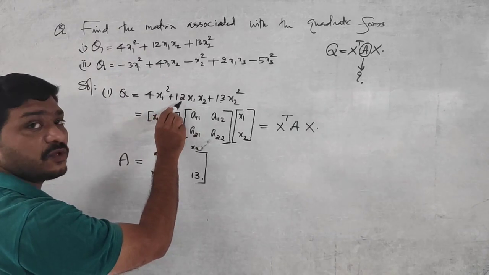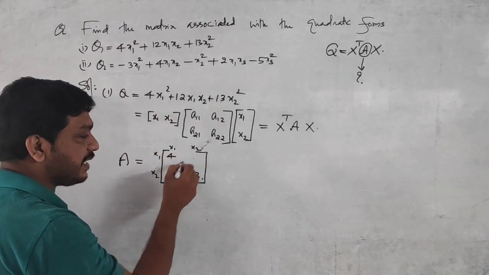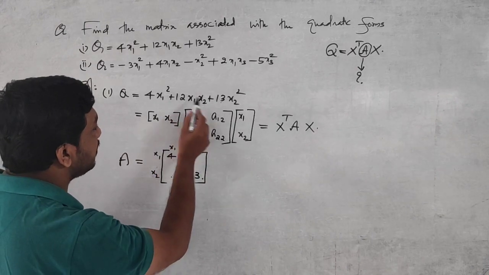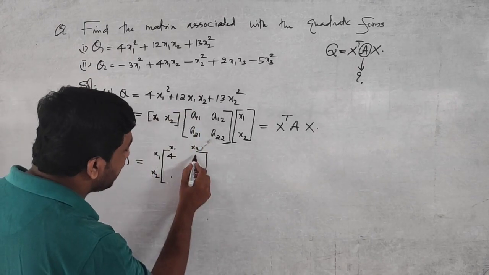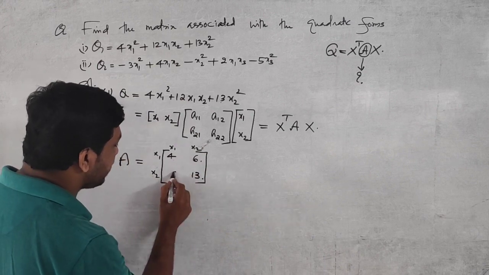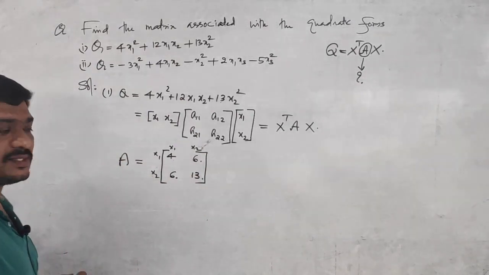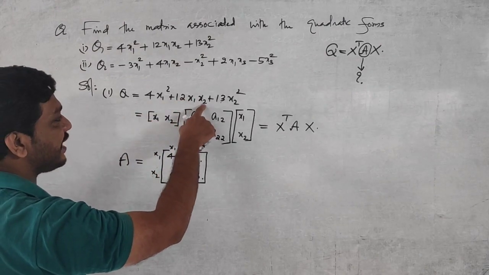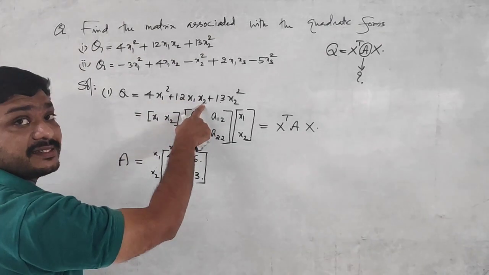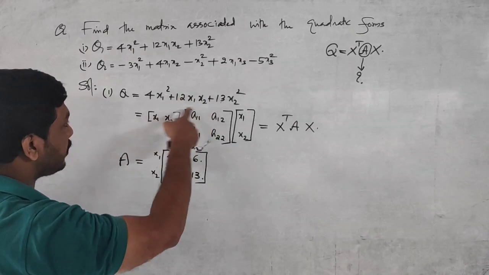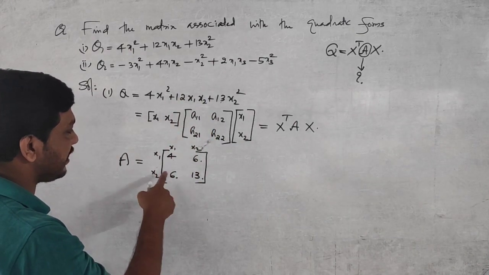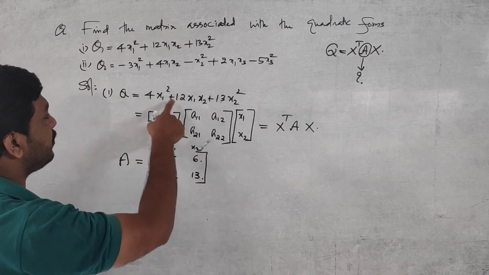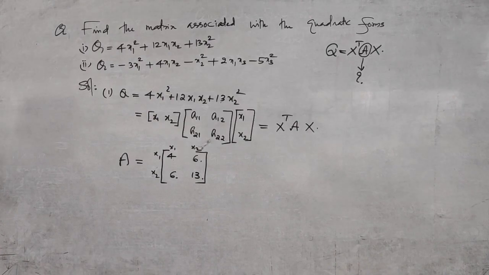So take half of this coefficient and substitute it here and here, that is the way. The coefficient of x1 x2 is 12, so take half of 12 and put that value here and here. This is the matrix associated with the quadratic form, because 12x1 x2 is like 6x1 x2 plus 6x2 x1. According to that, we get the matrix A as 4, 6 and 6, 13. This is the matrix associated with the quadratic form of the first question. And then I move to the second question.